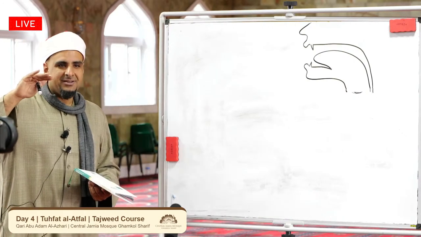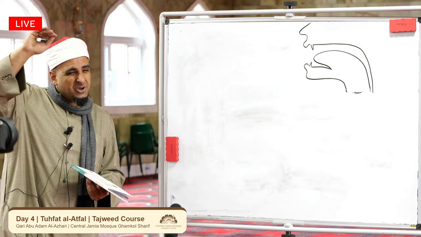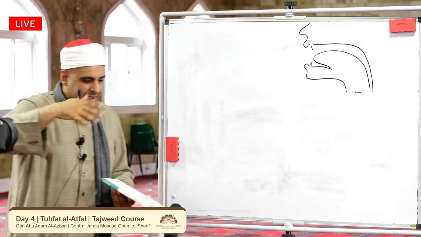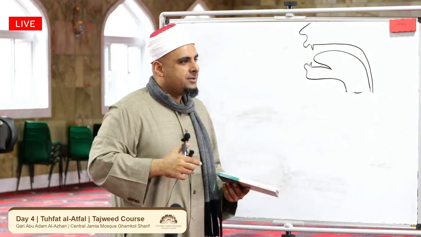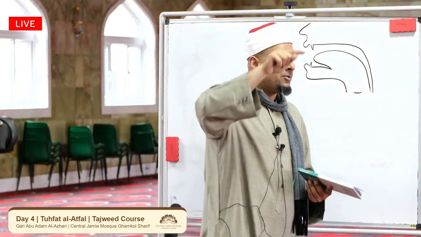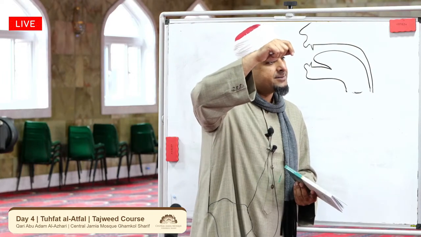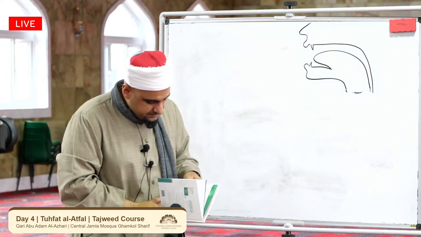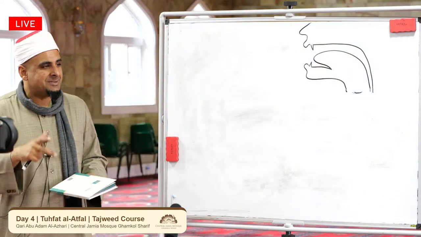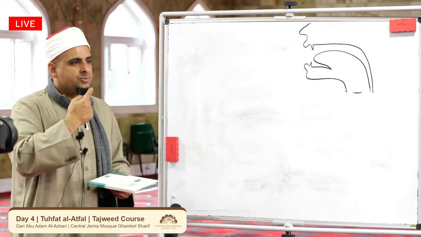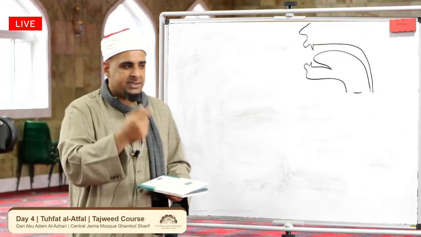So ra's means peak, the top, like ra'sul jabal. Ra'sul jabal means the head of the mountain. The mountain doesn't have a head; we're talking about the peak. So here we're talking about ra'sul lisan. It doesn't mean the head of the tongue. Tongue doesn't have a head, so we're just talking about the tip. The tip is known as head.